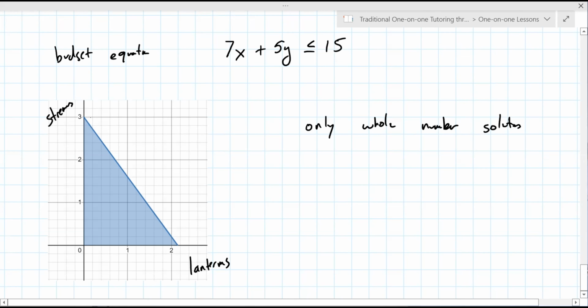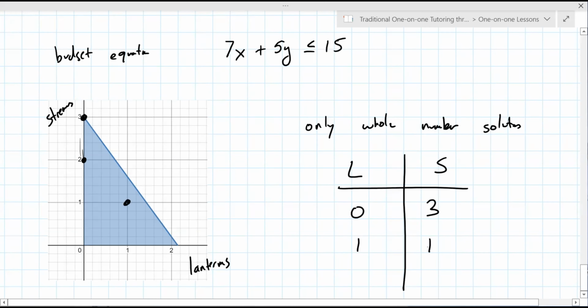So for example, you could buy 0 lanterns, but 3 streamers. Do you see that? Yes. You could buy 0 lanterns and 2 streamers, but why would you do that? Because you could get one more. Do you see that? Yep. You could buy 1 of each. You could also buy 2 lanterns and 0 streamers.